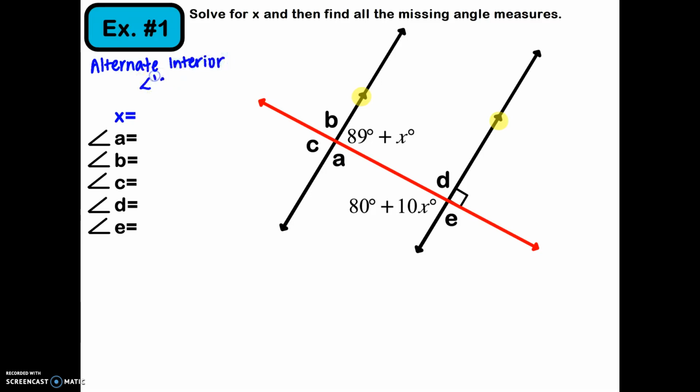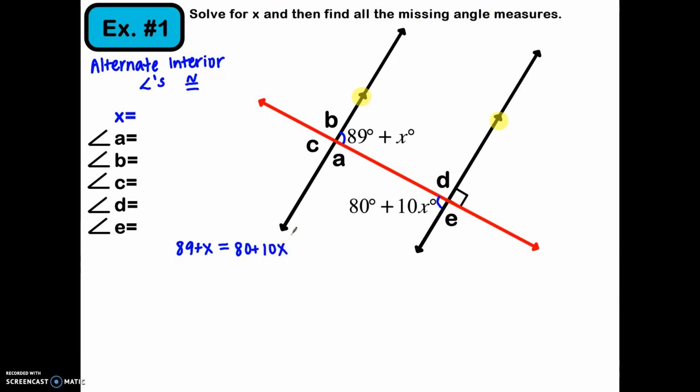You can feel free to abbreviate angles with the angle symbol. What do we know about alternate interior angles? If you look back at your notes, we know that alternate interior angles have to be congruent. That's the symbol for congruency. So I'm going to put 1 arc on that angle and 1 arc on that angle because I know that they are congruent. Since they are congruent, I'm going to use my algebra and set the 2 angles equal to each other. So I know that 89 plus x has to equal 80 plus 10x.